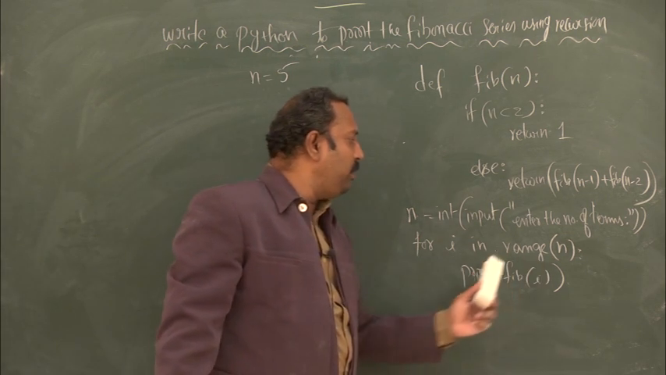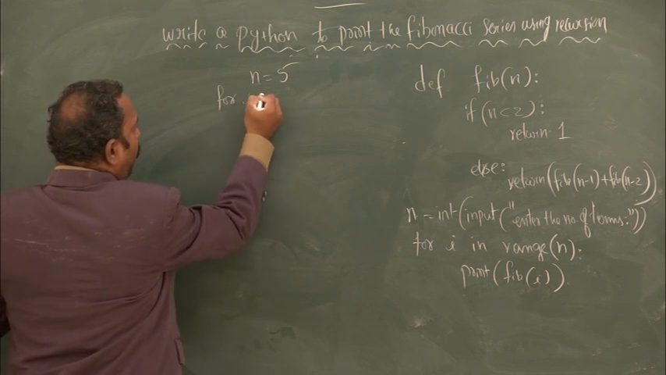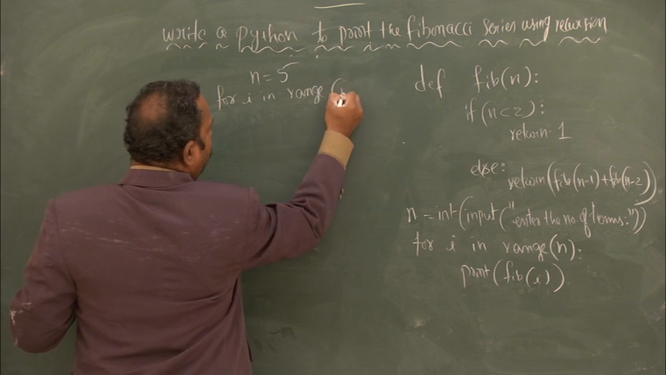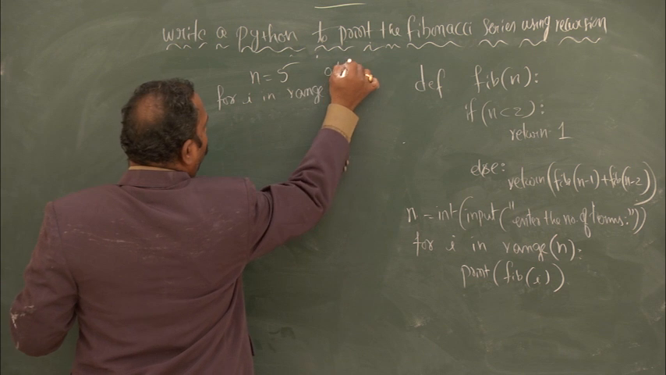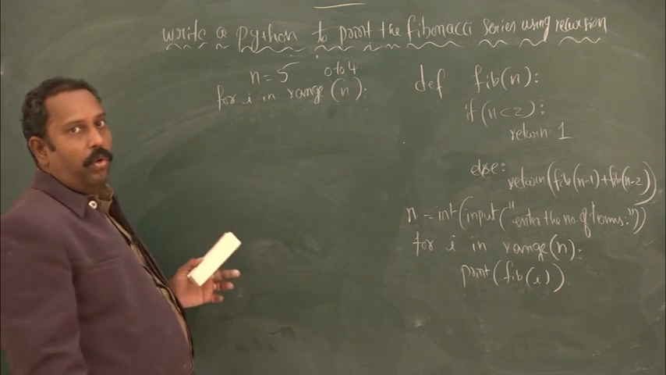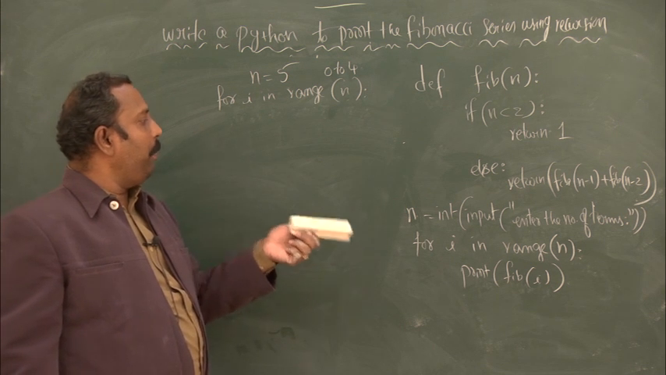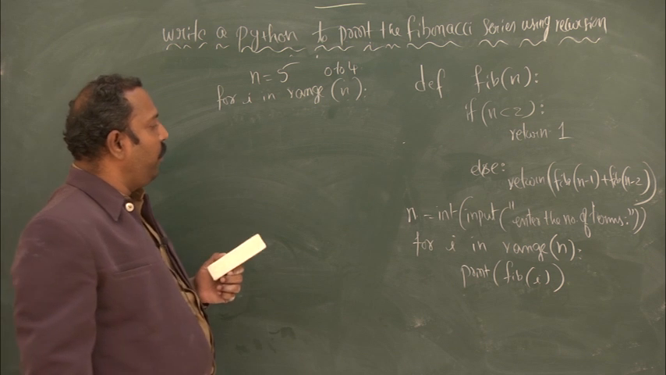So for i in range(n), how will the loop be executed? That means it will take the values 0 to 4 only. You already know the range function always starts with 0 and ends with n minus 1, that is 5 minus 1, that is 4.